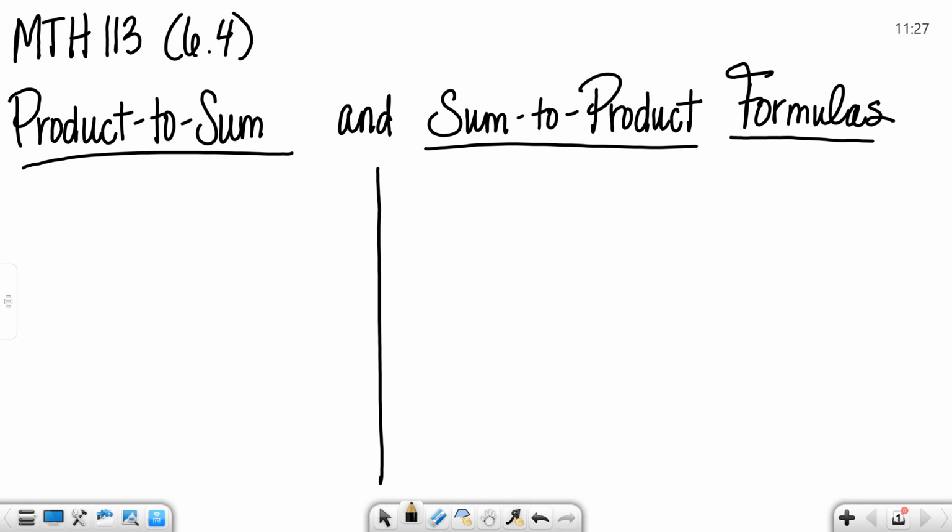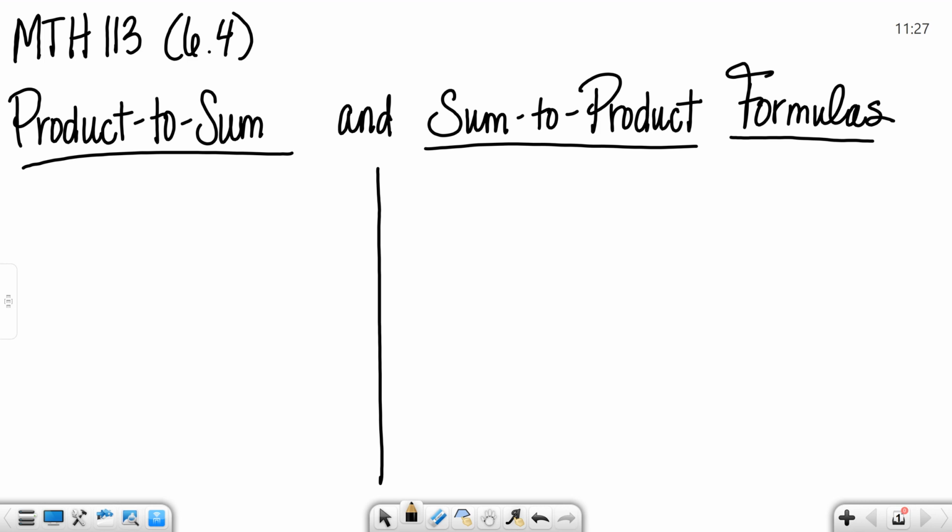Math 113, lesson 6-4, it has some more formulas for us: the product to sum and sum to product formulas. Again, these are not formulas that you will be required to memorize. On the final, they will be provided for you. You just have to be able to use them and know when to use them and how to use them, which is often the most difficult part anyway.